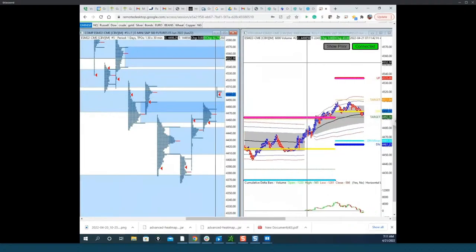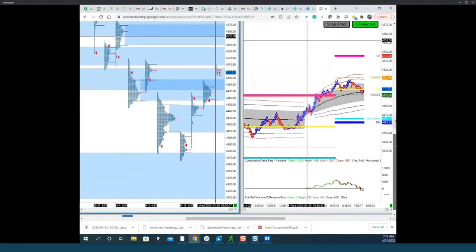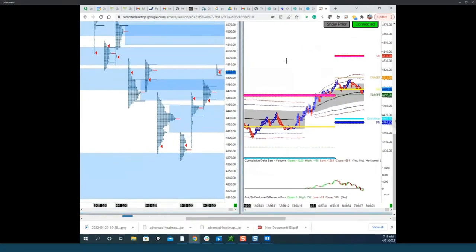You can see this is just a chop fest, nothing doing. So just hanging around the yellow directional lug. We had built new lugs overnight. I call them lugs, so I don't have to say Ludwig levels 45 times a day. So this is the overnight trade into this morning.